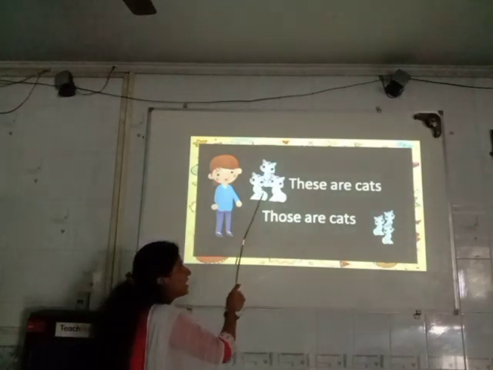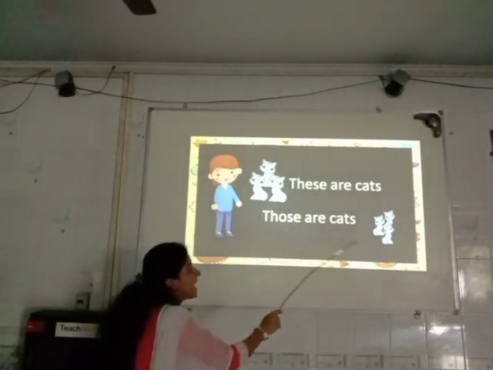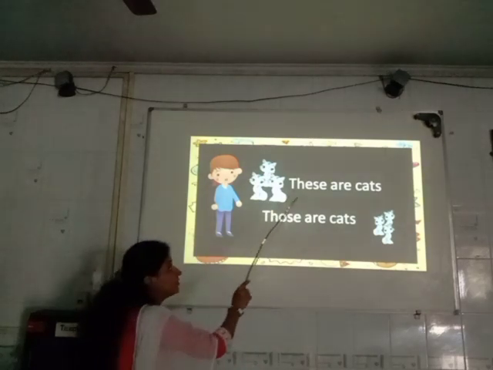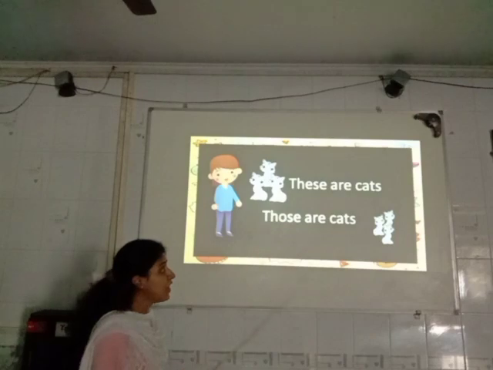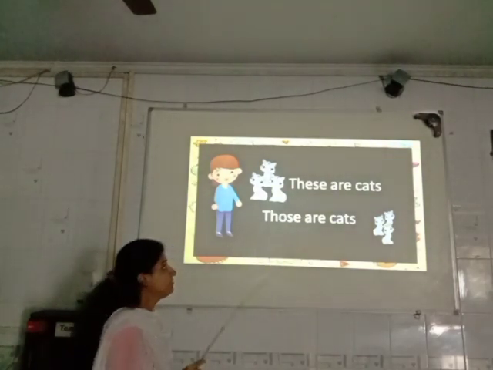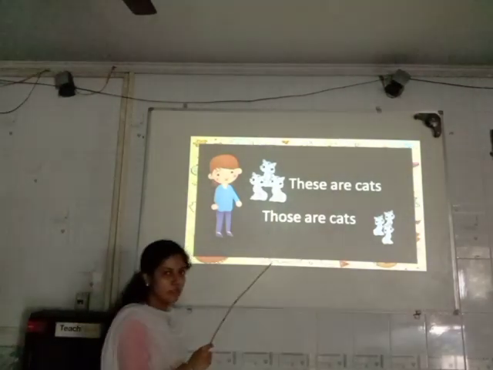So these are cats and those are cats. As we know, we are using these and those for the plural, meaning for more than one.